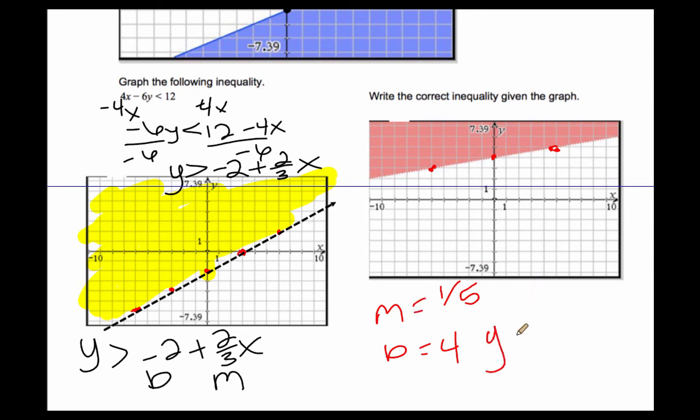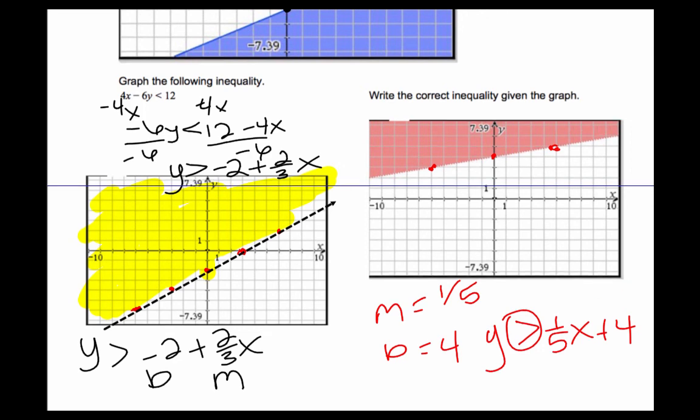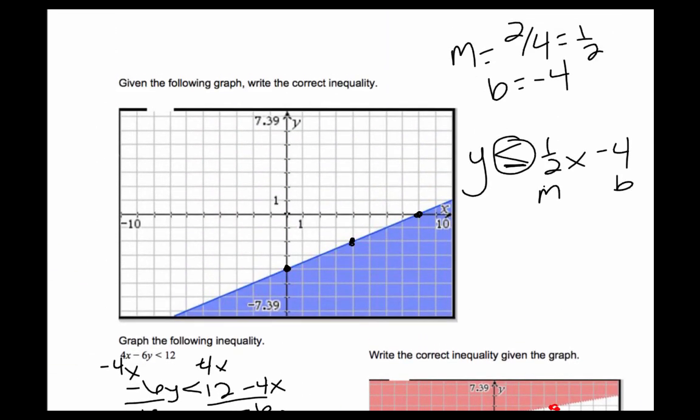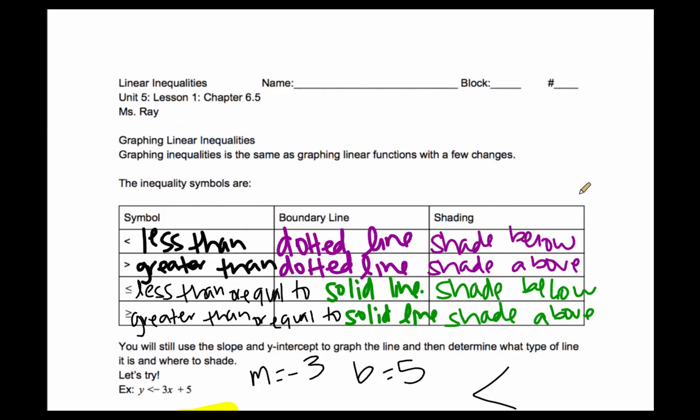So now I'm going to write my inequality. y, I'll figure out my inequality symbol in a minute, 1/5 x plus 4. All right, it appears to be a dotted line, so there's not going to be an equal to sign underneath it. And it looks like it's shaded above, so it's going to be greater than. y is greater than 1/5 x plus 4. So that is how you graph inequalities. Okay, graphing linear inequalities and writing linear inequalities from a graph. Go back and review anything that you missed, and we'll see you in class.